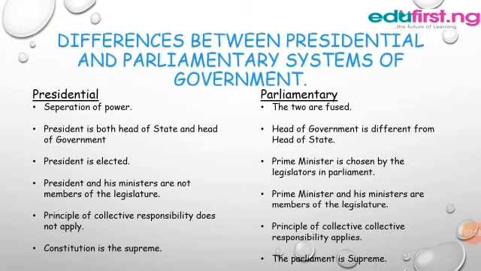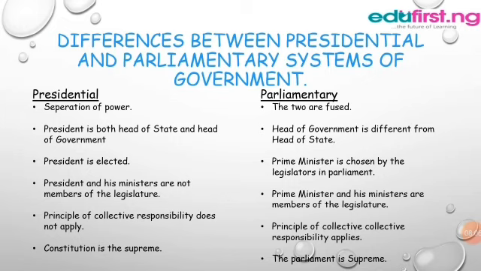So let us look at the differences between presidential system of government and parliamentary system of government. Under presidential system of government, there's separation of power. Under parliamentary system, the two are fused. Okay? Under presidential system, the president is both head of state and head of government. Under the parliamentary, head of government is different from the head of state. Under the presidential system, the president is elected. Under the parliamentary, the prime minister is chosen by the legislators in parliament.